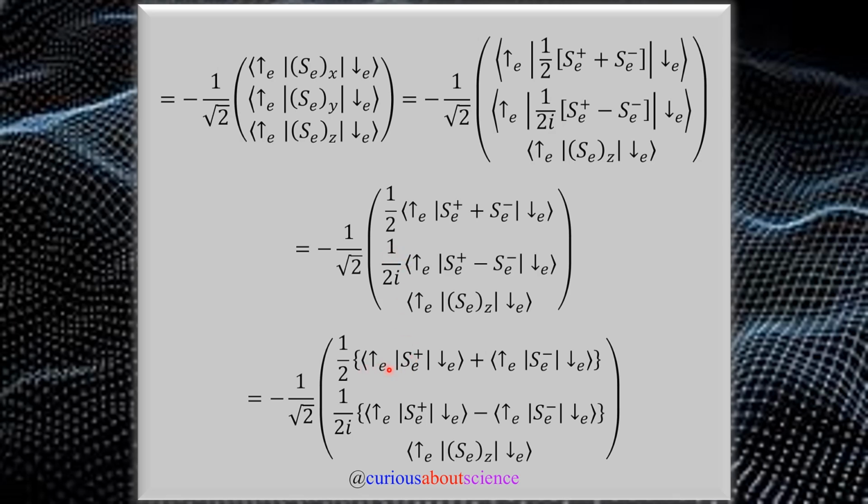Use linearity to split these up, plus in the middle, minus in the middle, z stays put. Now we can start to see what's going to cancel out. Let's take note of a couple of things here. This is plus on a down, good. This is down on a down, bad. Plus, down, good. Down, down, bad.